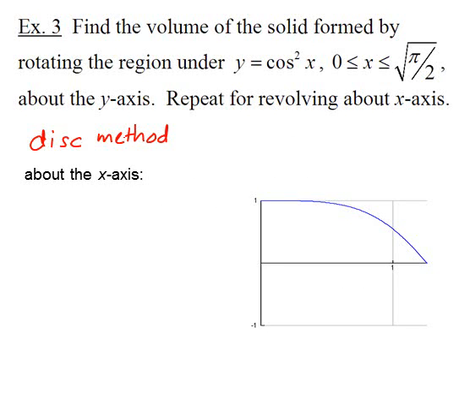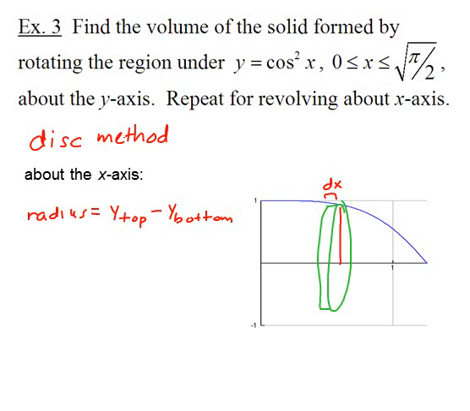Now we'll look at the second part of the problem, revolving about the x-axis, first by the disk method. From a sample slice, I can see a horizontal thickness indicating dx. The radius of the slice will equal what y equals at the top minus what y equals at the bottom, or cosine x squared minus 0.